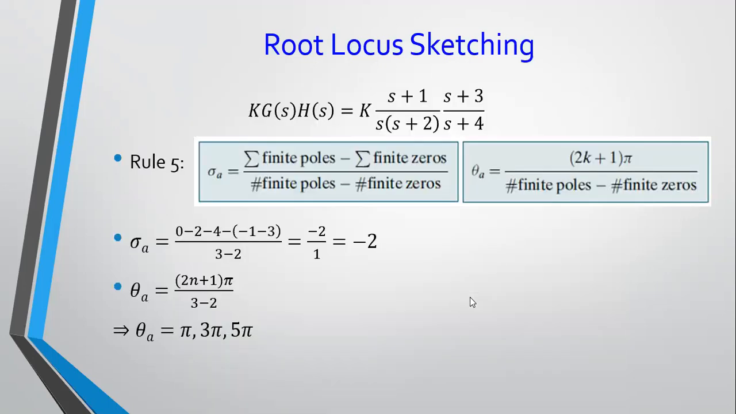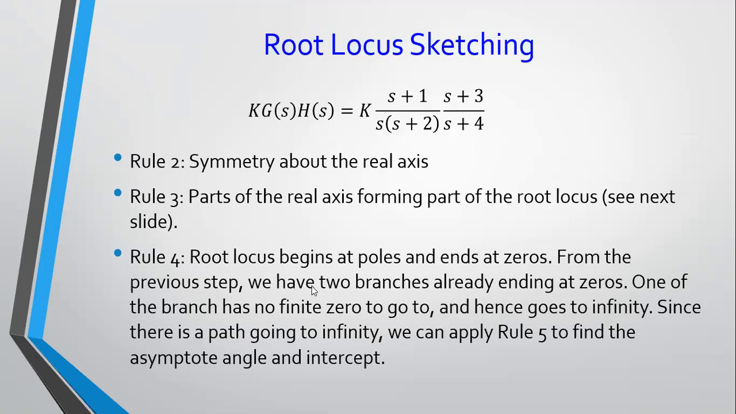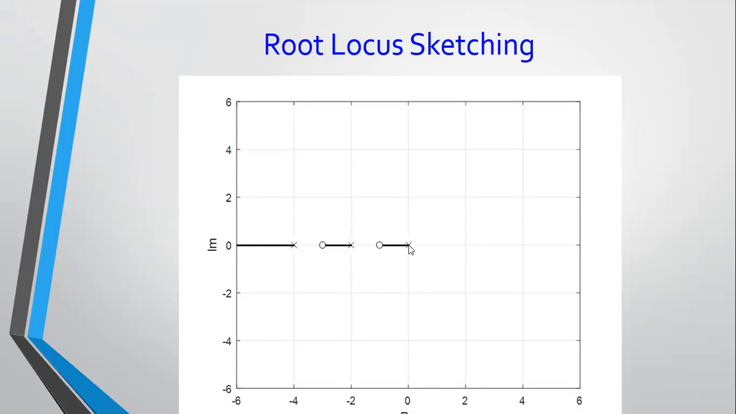Okay, so the next step, if you go one slide back, is rule number 4, which says that the root locus begins at poles and ends at zeros. In the previous step, we have 2 branches already ending at zeros. We know the root locus starts at poles and ends at zeros. So already you have one of them here, starting at this pole and ending at this zero. So you can put an arrow here.